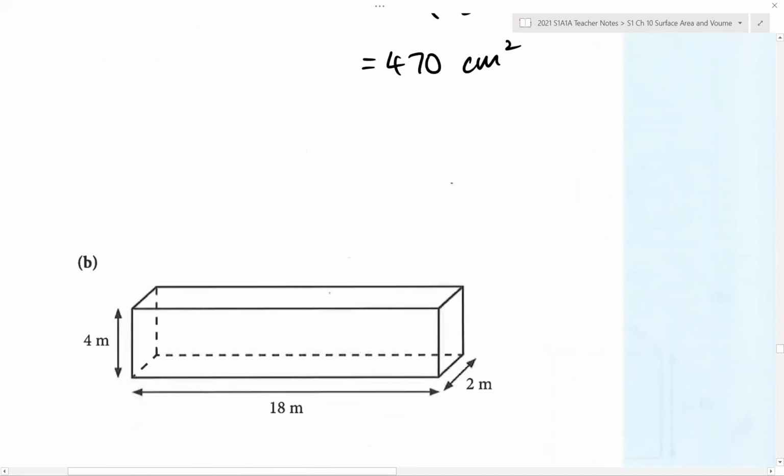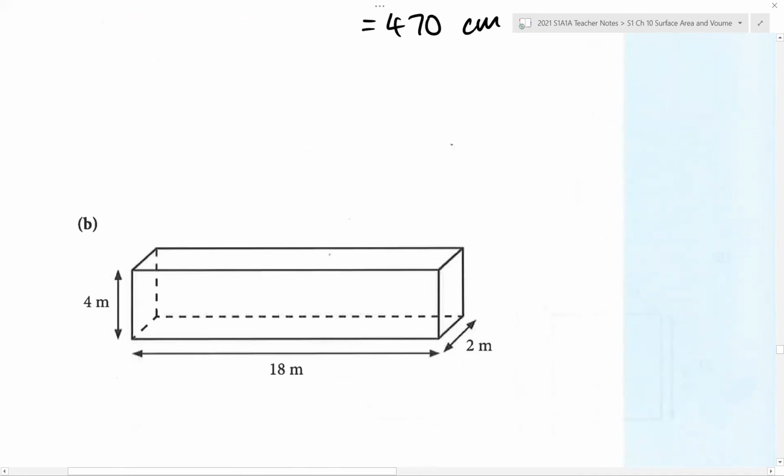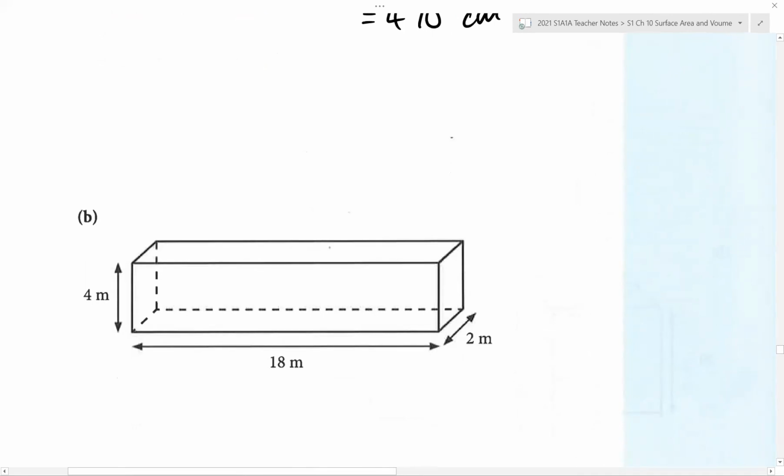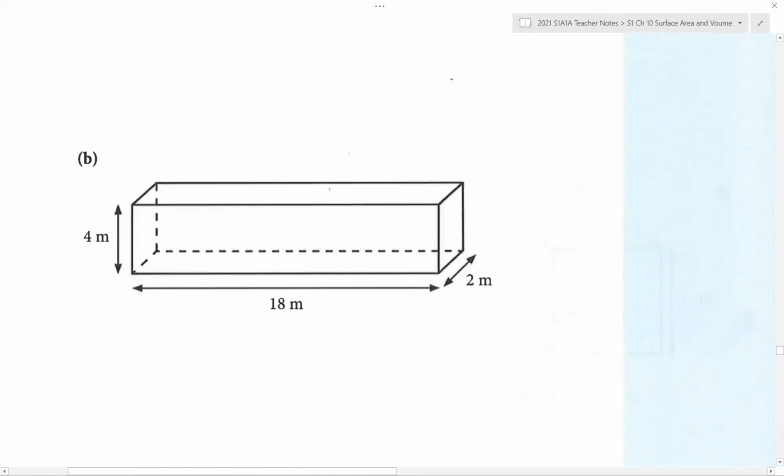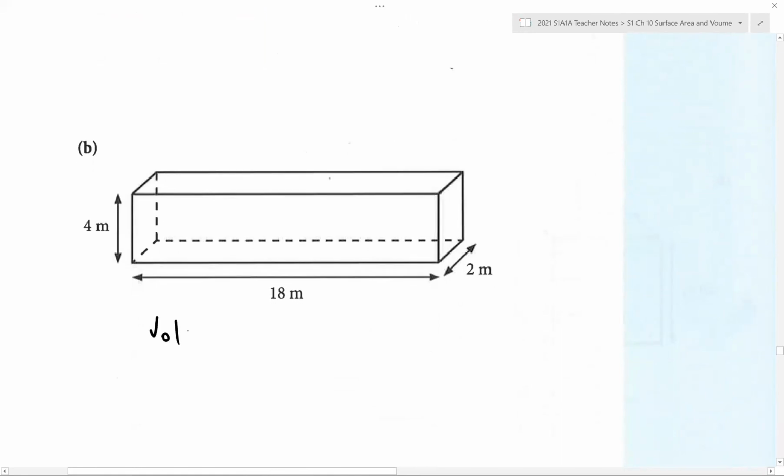Who was next? I can't remember. Who came in next, after Zanis, Sean, and Karin? Okay, so what's your answer? 418.2. What are the units? Cubic meters. What about the total area?